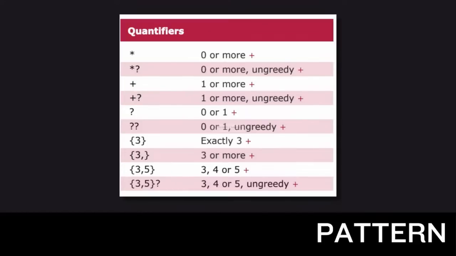Okay, so if you have a pattern A to Z, then plus tells that the previous A to Z can be of any number of times, but it should be present at least once. That's what the match will do.